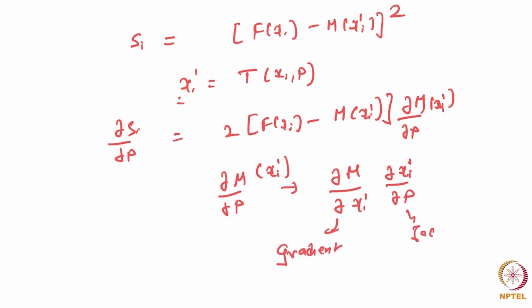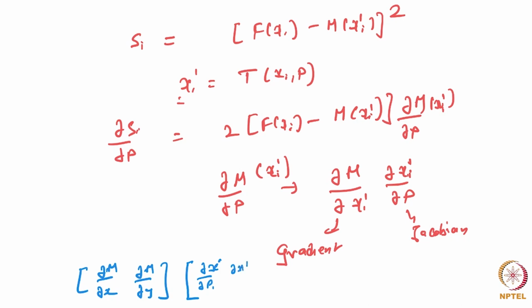Now this is your gradient. This is the Jacobian of the transformation. Okay. Now when we say gradient, what do we mean? There will typically be so many components, right? So let's say a two-dimensional image, you will have delta m by delta x, delta m by delta y. And what about the Jacobian? The Jacobian will have two rows and as many columns as there are parameters. So let's say we are considering three parameters, p1, p2, p3. So you will get delta x prime by delta p1, delta x prime by delta p2, delta x prime by delta p3, and then you have a similar thing for y.